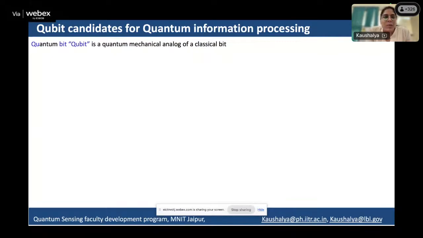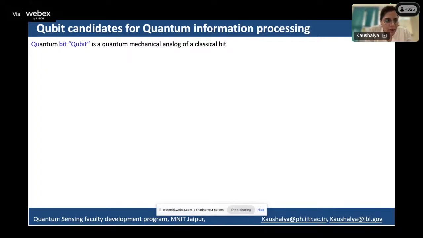So let's begin with the introduction part. Whenever we are talking about quantum information science or quantum information processing, essentially what we are talking about is, if you have a quantum information, how you process it, meaning how you manipulate that information, how you propagate that information, and so basically that will lead to quantum communication, networking, sensing, etc.